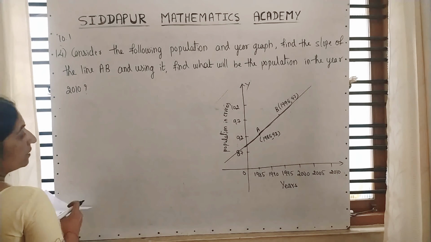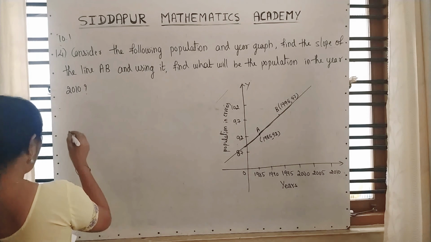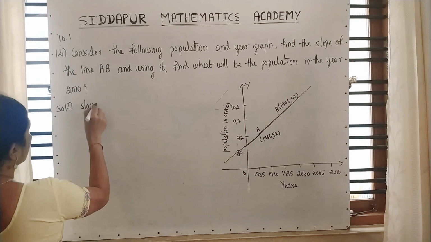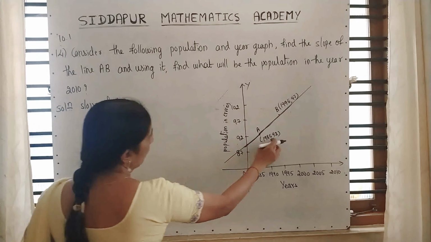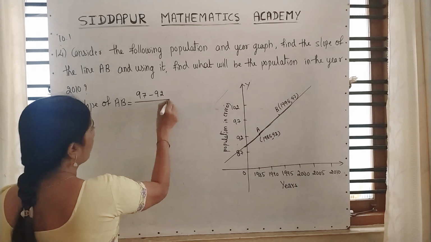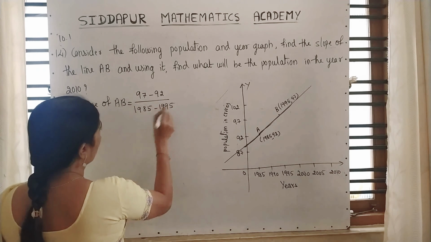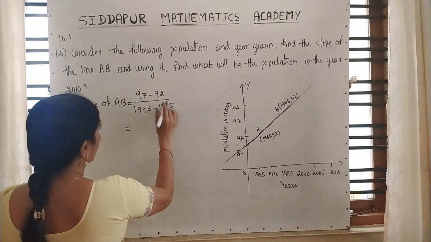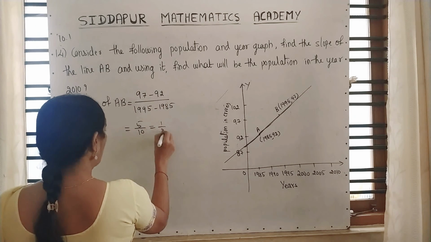First we have to calculate the slope of the line AB. You know A and you know B. This is x1, y1, this is x2, y2. 97 minus 92 upon 1995 minus 1985. This is 5 upon 10, that is 1 by 2.